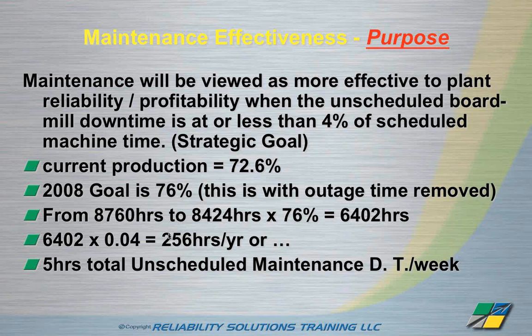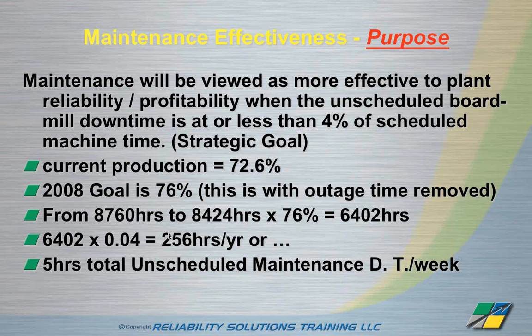And they sat down with operations, and they sat around a table and said, okay, here we go. Basically, maintenance will be viewed as more effective to plant reliability and profitability when unscheduled board mill downtime is at less than 4% of scheduled machine time. And that's a strategic goal. That's a very, very high level goal. It's measurable, of course, but it's at the high level.